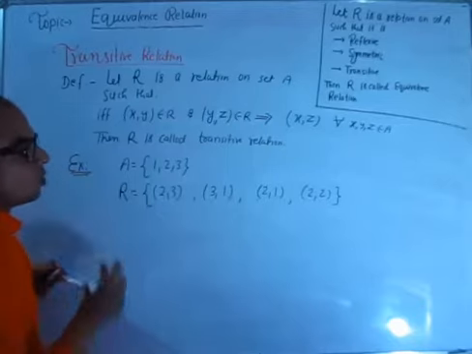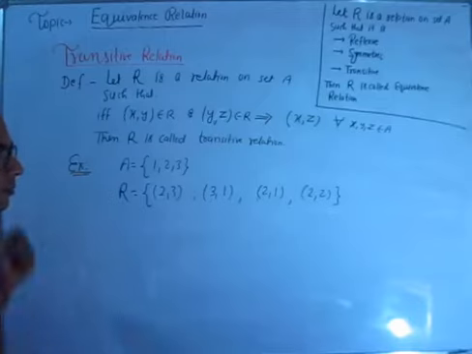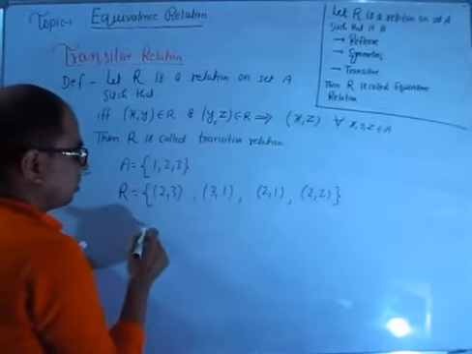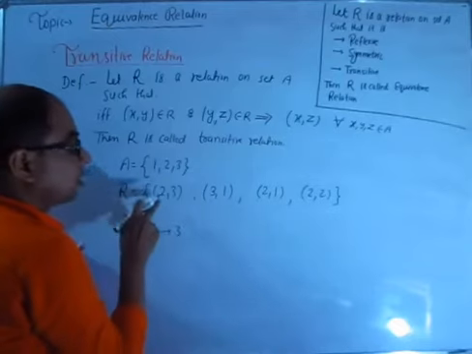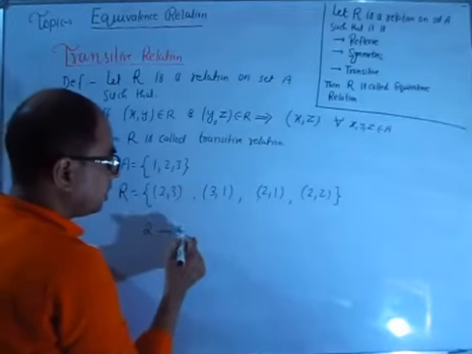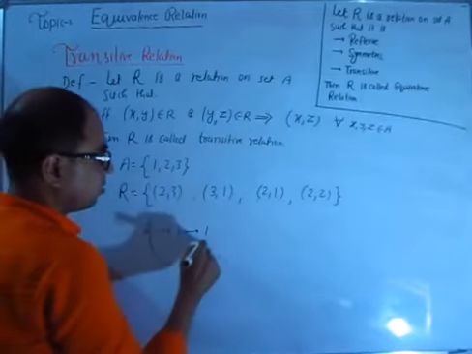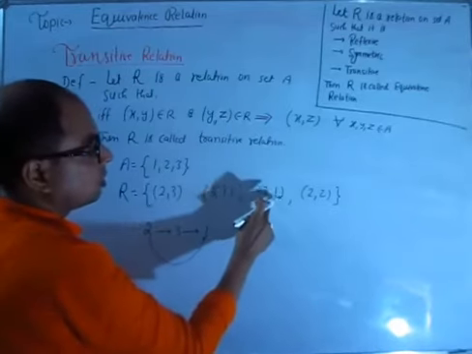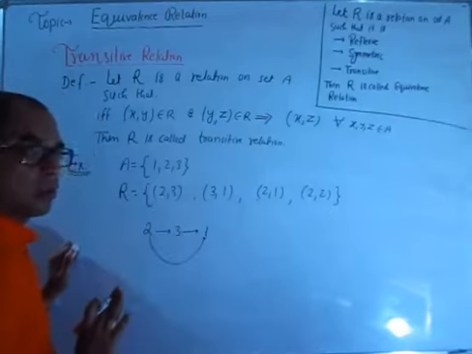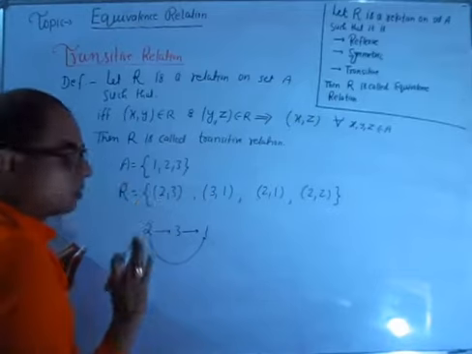Here, is it a transitive relation or not? Let us check. 2 is related with 3, it is given. Now 3 is related to 1, so 2 must be related to 1. Here it is given that 2 is related to 1. It means it satisfies the condition of transitivity.